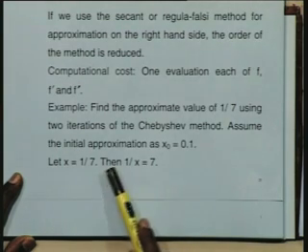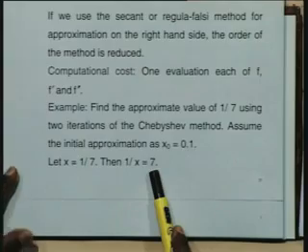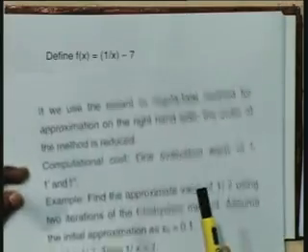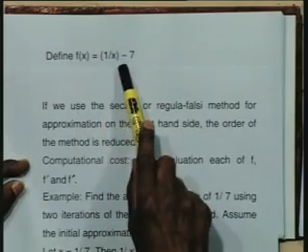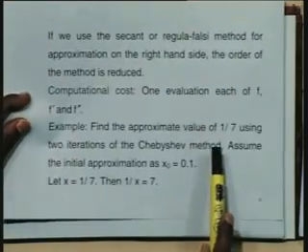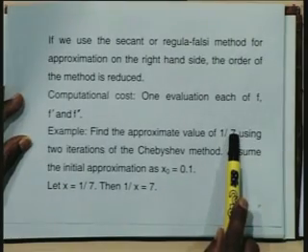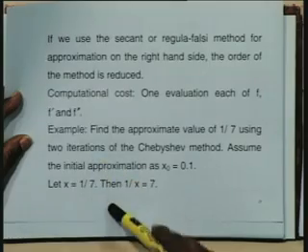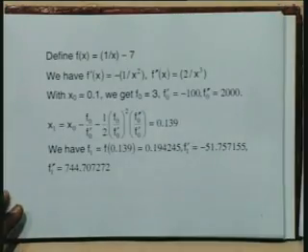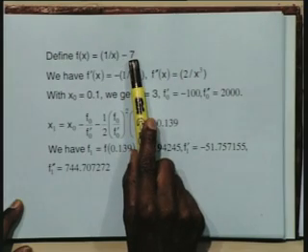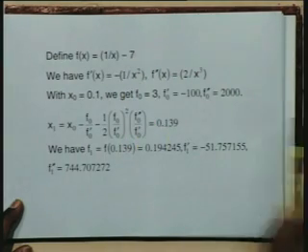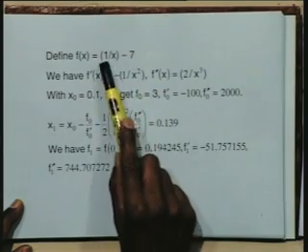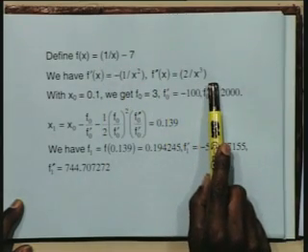Then I will invert it and write 1 by x is equal to 7. Then I will take my f(x) as 1 by x minus 7. So I would define my f(x) as 1 by x minus 7. It is necessary, given a typical problem like this, to correctly write down what is my function f(x), so that any one of these methods can be used. And applying the Chebyshev method I need two derivatives. I differentiate this: f prime x is minus 1 upon x square, second derivative is 2 upon x cubed.